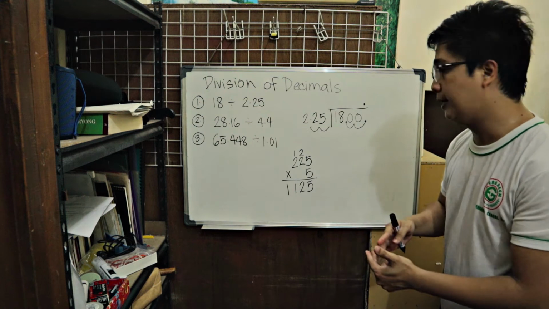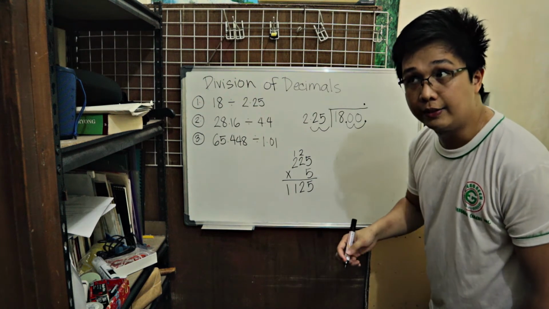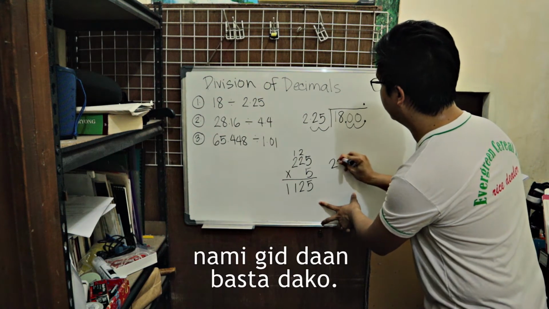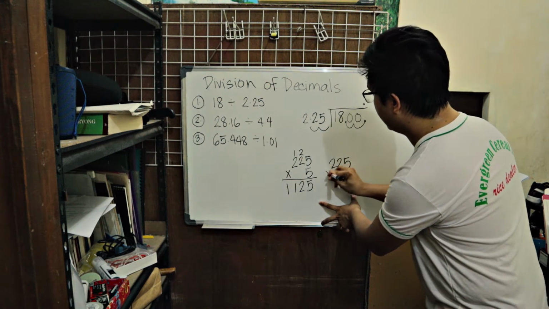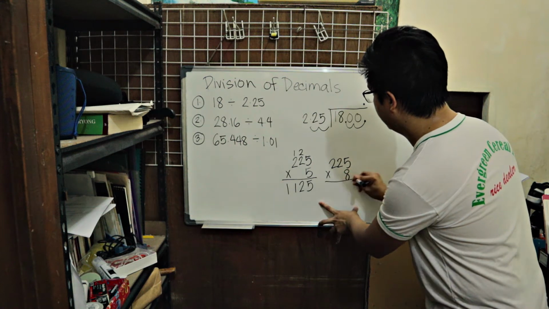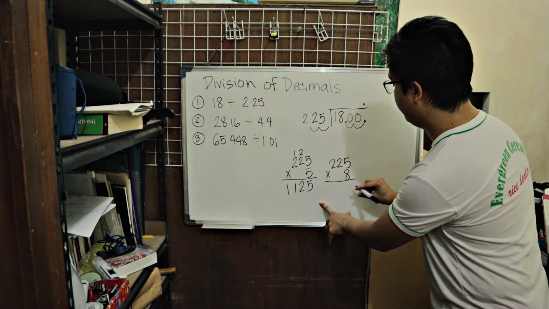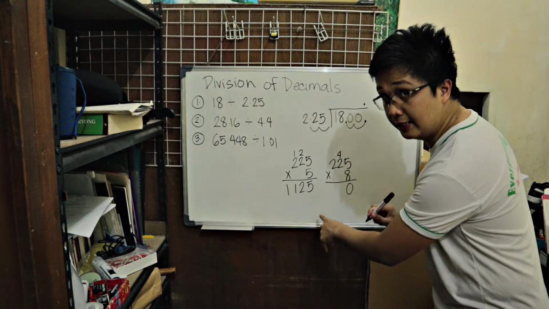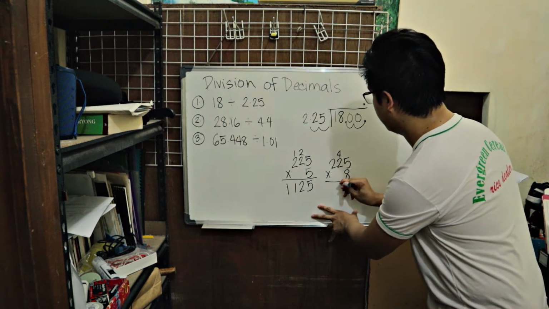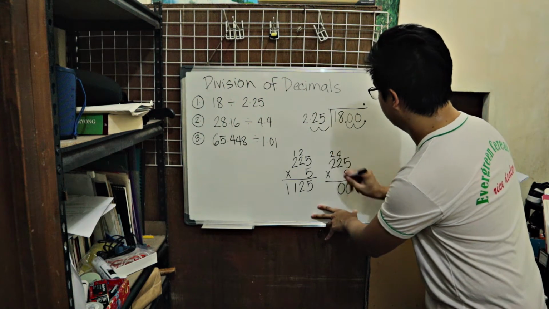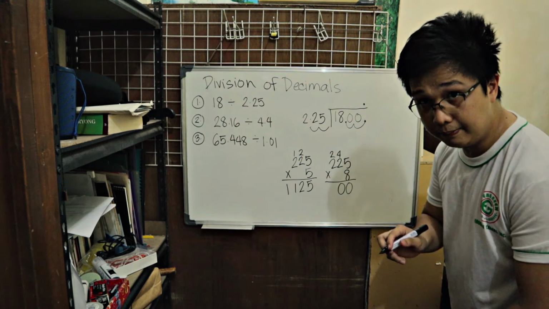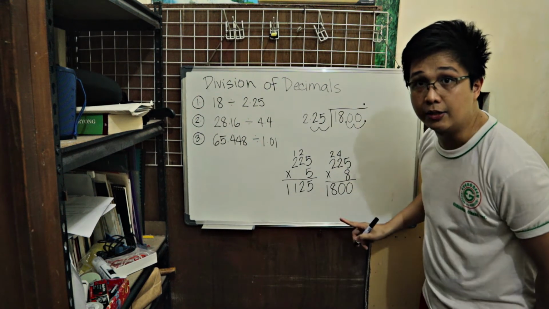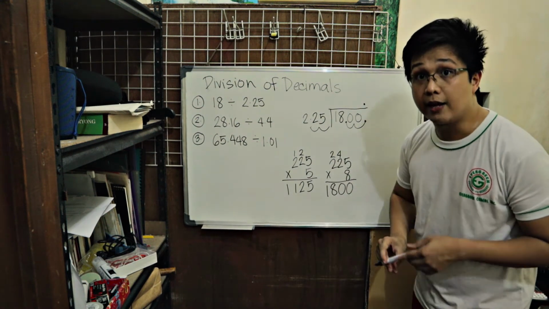Try tabi dugangan. Try tabi 225 times 8. 8 times 5 is 40. Carry 4. 8 times 2 is 16, plus 4 is 20. 0. Carry 2. 8 times 2 is 16, plus 2, 18. 1,800. So, medyo trial and error siya.